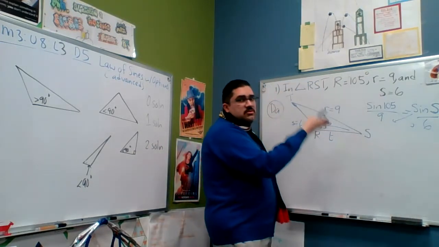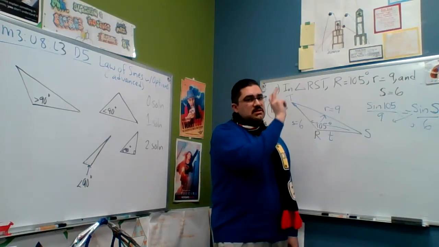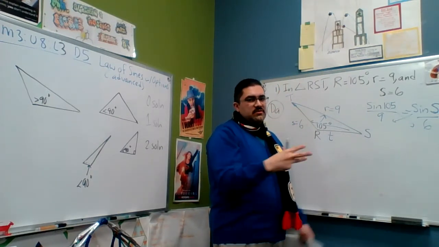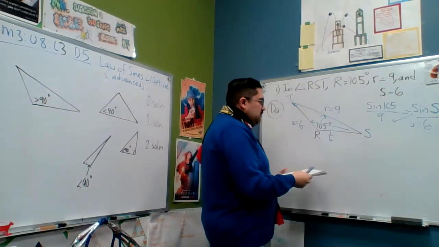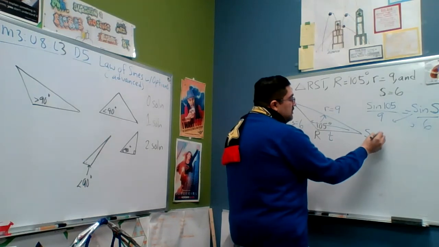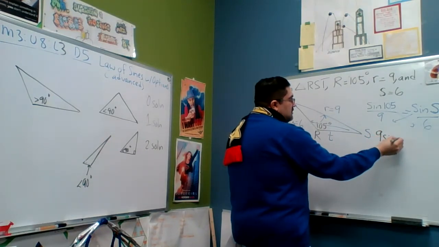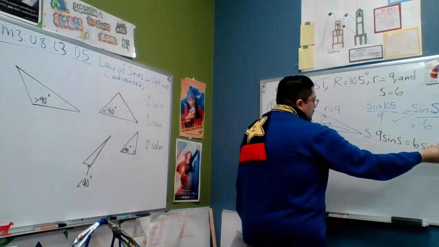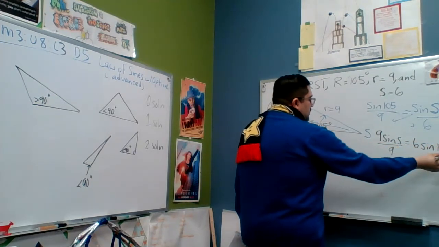This type of math that you're doing, this is where you're doing your essays. We need to see your paragraph, your sentences. If you don't indent, you're going to get lost if you try to cram it all in one spot. I'm just going to go back to black. So I'm going to have 9 sine S equals 6 sine 105. I know I can divide by 9.